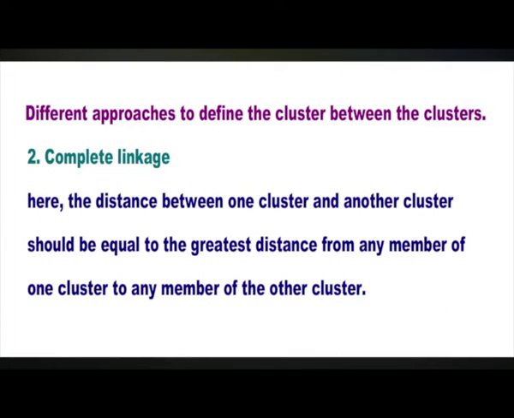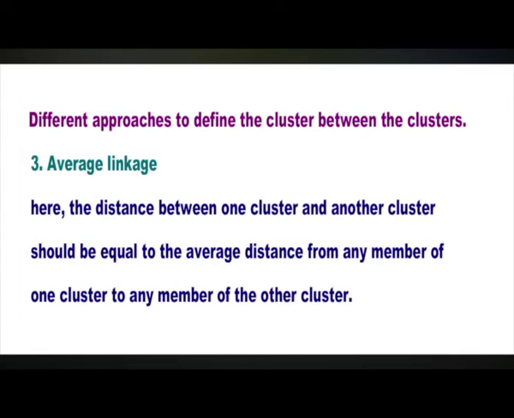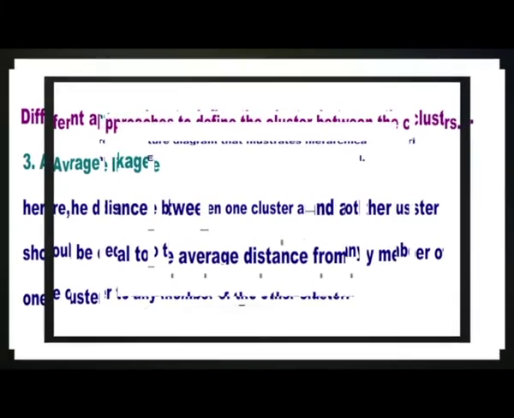The second one is complete linkage. Here, the distance between one cluster and another cluster should be equal to the greatest distance from any member of one cluster to any member of the other cluster. There is another method, that is the average linkage method. Here, the distance between one cluster and another cluster should be equal to the average distance from any member of one cluster to any member of the other cluster.